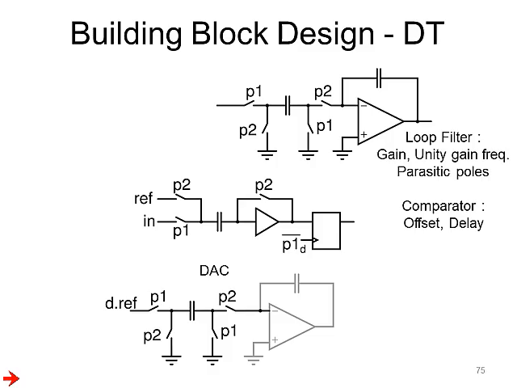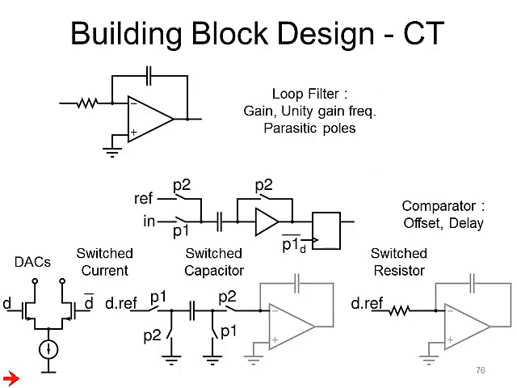Example building blocks in the case of a discrete time modulator are switch capacitor integrators, comparators, whose offset and delay need to be controlled, and the feedback DAC, which is most often a switch capacitor kind. In the continuous time case, continuous time integrators are used. Feedback DACs can either be switched current, switched capacitor, or switched resistor.